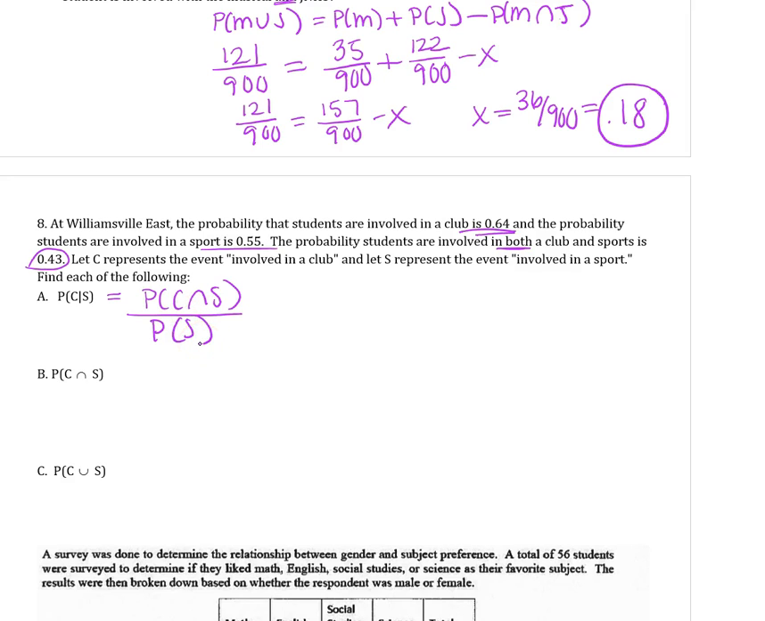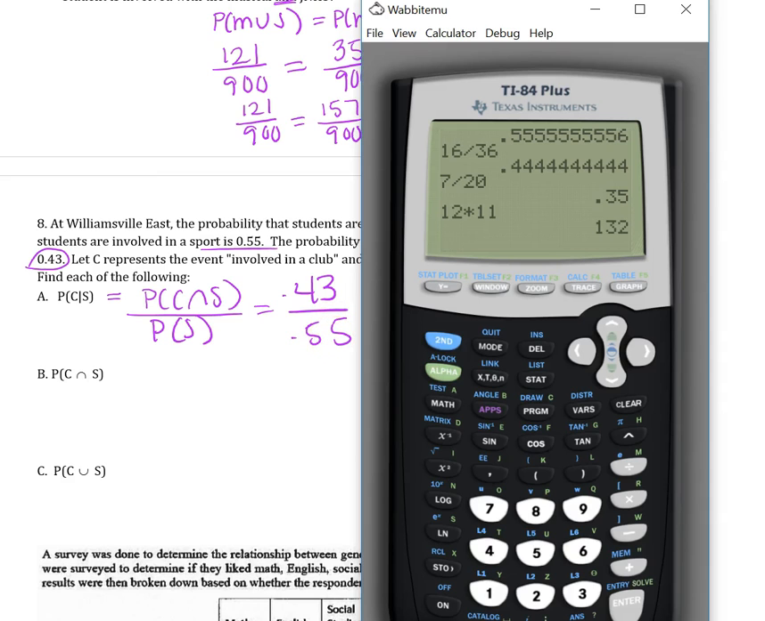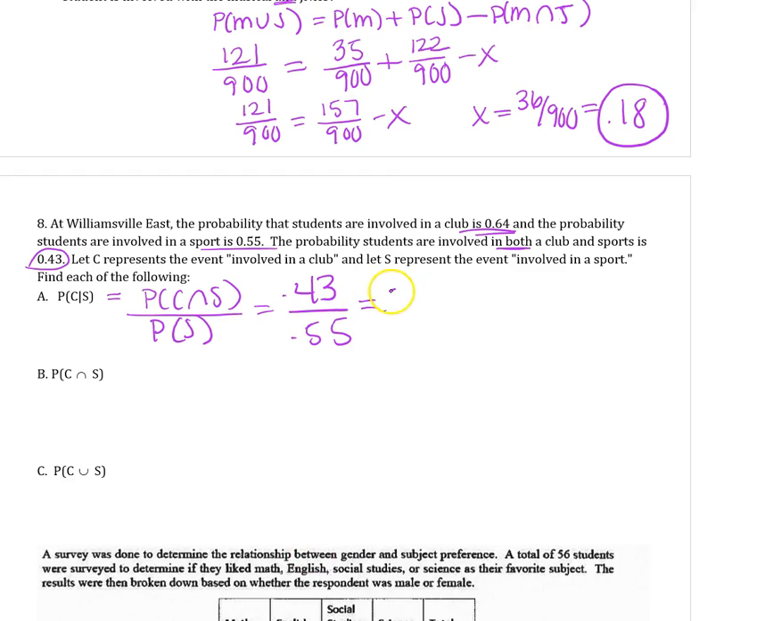So just like so. They gave you the both probability. That's 0.43. They gave you the probability that you're in a sport. That's 0.55. When I divide those, let's see what I get. .782. And that's your probability. Probability of C and S, well, they gave that to me. That's 0.43. What about or?